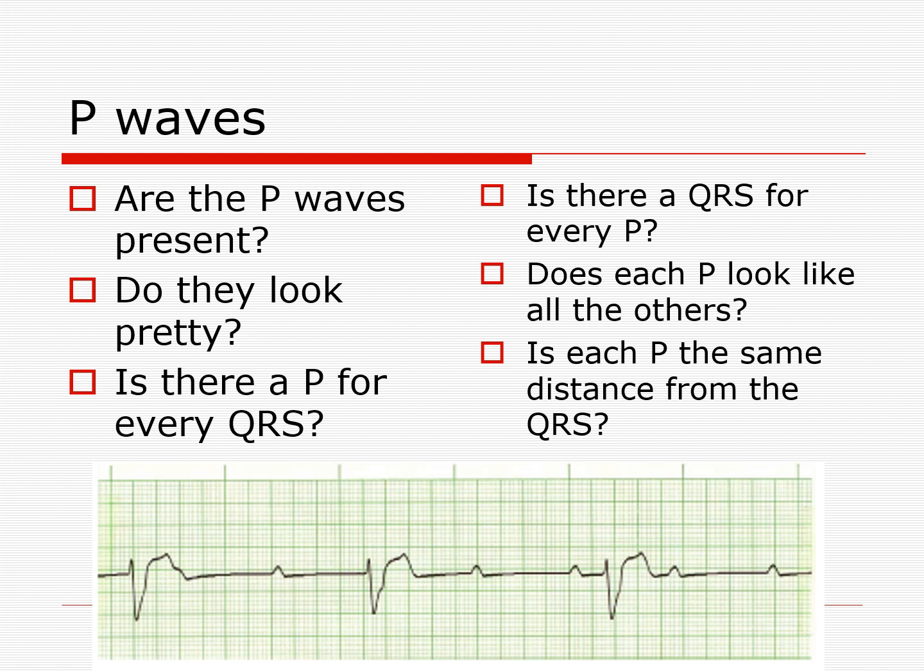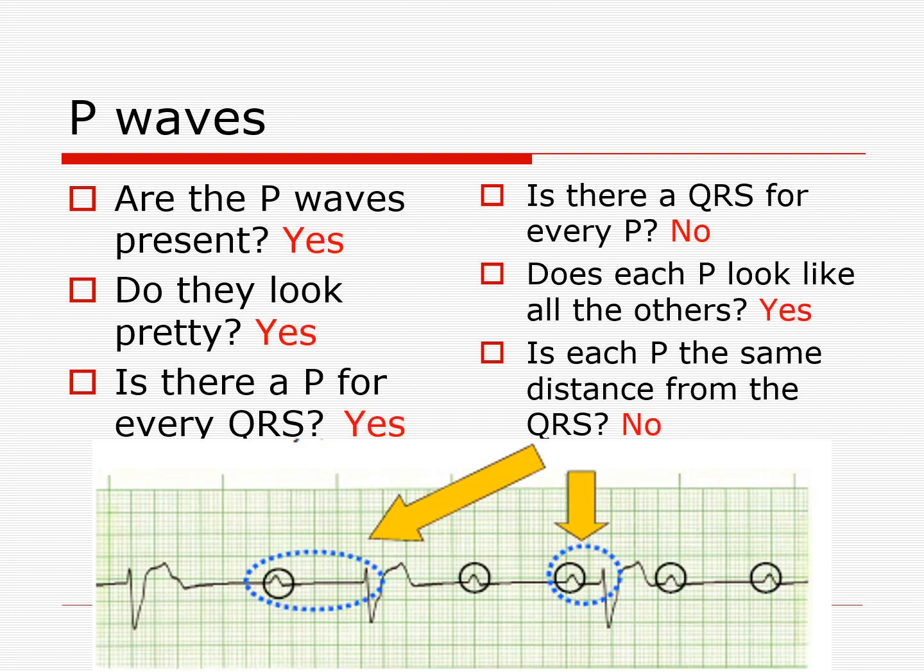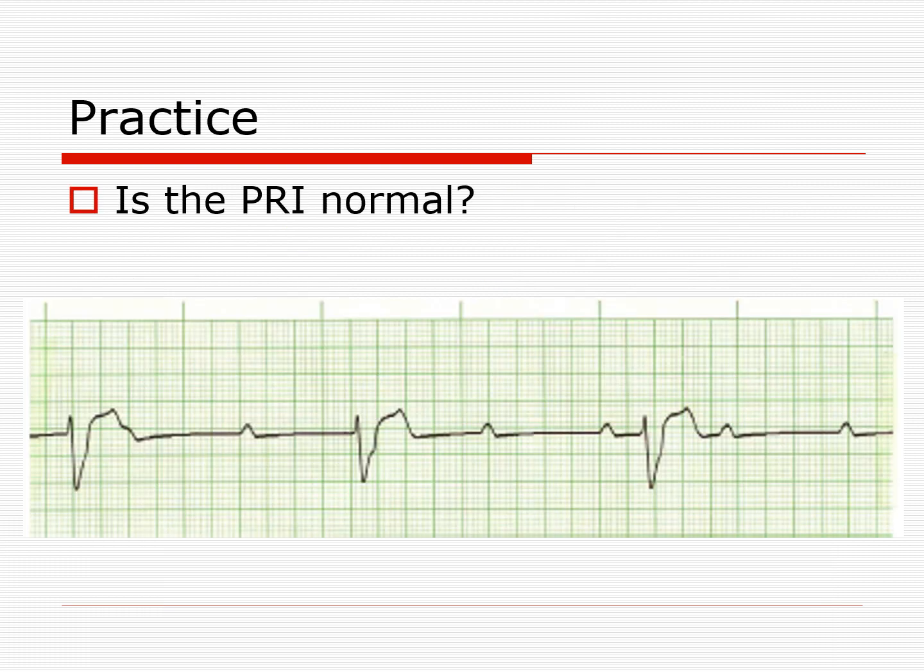Okay, so we ask ourselves all of our questions, and we come back and we look at the answers, and we are saying that there is no QRS for every P wave, and is each P the same distance from a QRS? No. Okay. We will see a P for every QRS, but remember there's no correlation. Okay, it's not necessarily related. It just can be coincidental.